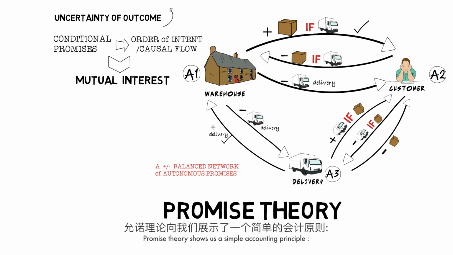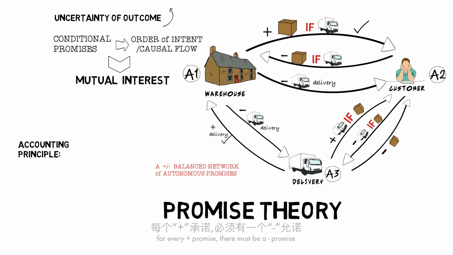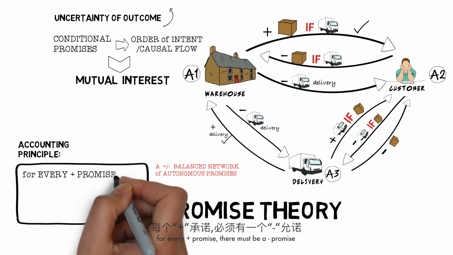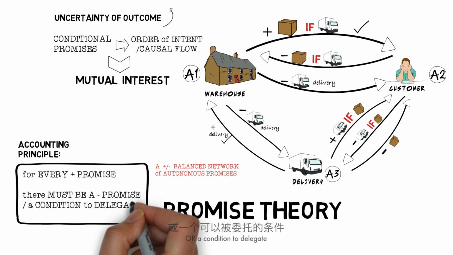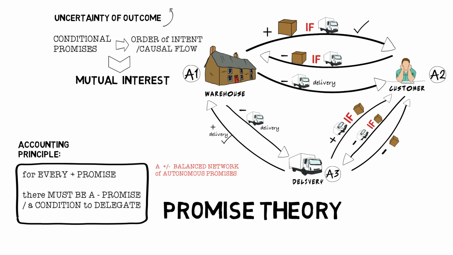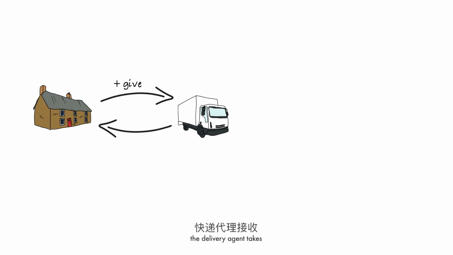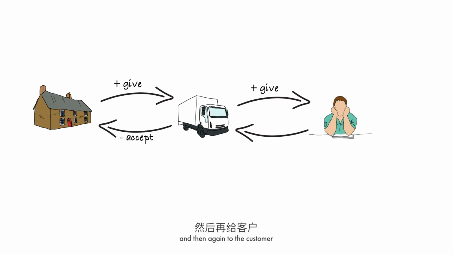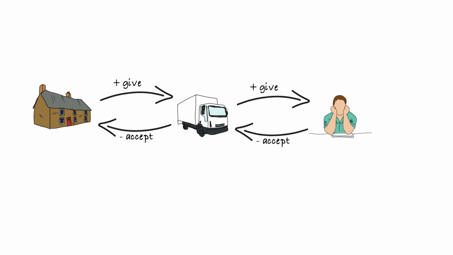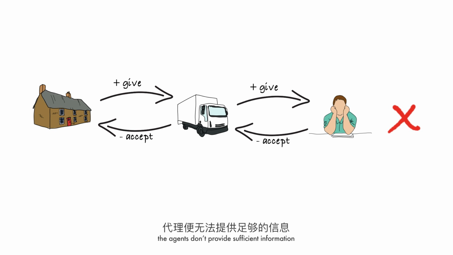But promise theory shows us a simple accounting principle. For every plus promise, there must be a minus promise or a condition to delegate. Why don't we just do something simple like this? The factory gives, the delivery agent takes, and then again to the customer. Well, if we make only these promises, the agents don't provide sufficient information.